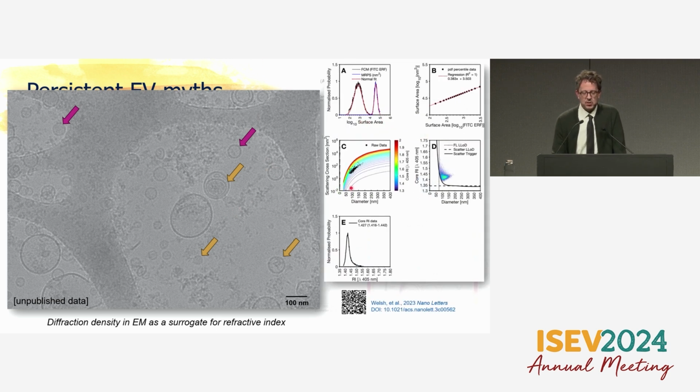There has been some recent work which actually is using complementary methods to measure the refractive index of EVs, and we know that there's a spread of refractive indices, and yet we're still sort of assuming that median refractive index. So this is just another wrinkle in all of this analysis.